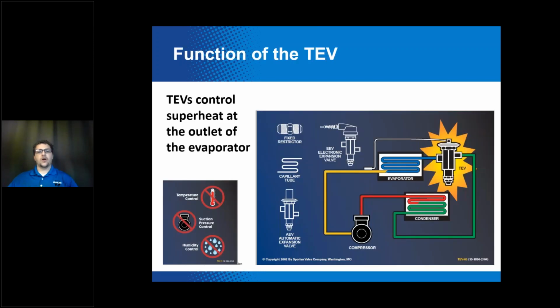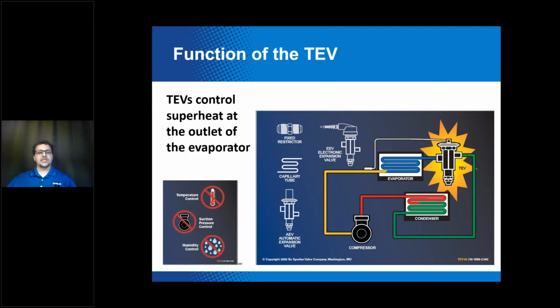All right, so this is one of the most important slides in the entire presentation, so make sure you pay special attention to this one. As you can see, the TEV resides at the interface between the high pressure and low pressure sides of the system, and its function is to keep the evaporator as fully active as possible without overfeeding it. The way that it does that is by controlling the superheat at the outlet of the evaporator.